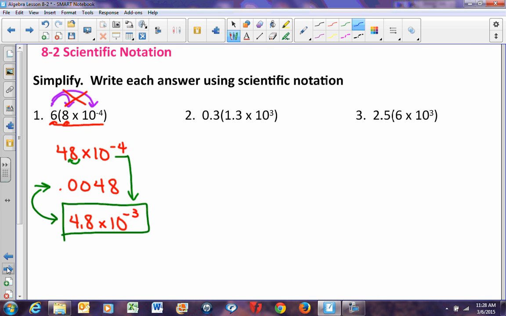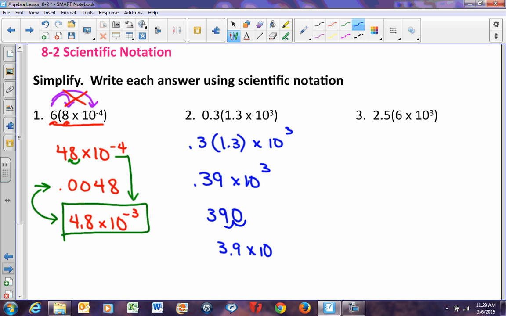We look at the next problem, 0.3 times 1.3 times 10 to the third. We're going to just multiply the 0.3 times the 1.3. And this is still times 10 to the third. That's basically what you're doing. So if I take 0.3 and I multiply that by 1.3, I get 0.39 times 10 to the third. If I wrote that in standard form, that would be 390, because I would move it 3 places to the right. Transferring that back to scientific notation, it would be 3.9 times 10, we move boom, boom to the second. So we have 3.9 times 10 to the second.